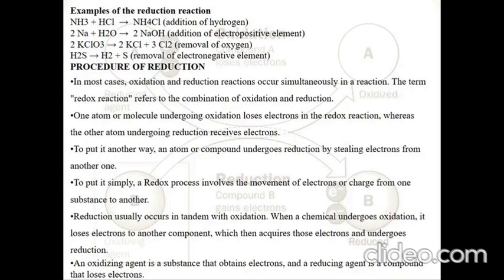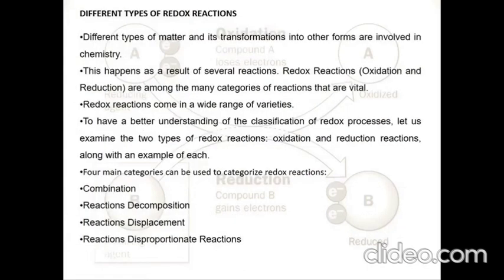An oxidizing agent is a substance that obtains electrons, and a reducing agent is a compound that loses electrons. There are different types of redox reactions, as different types of matter and its transformations into other forms are involved in chemistry. This happens as a result of several reactions. Redox reactions are among these many categories of reactions that are vital. Redox reactions come in a wide range of varieties.